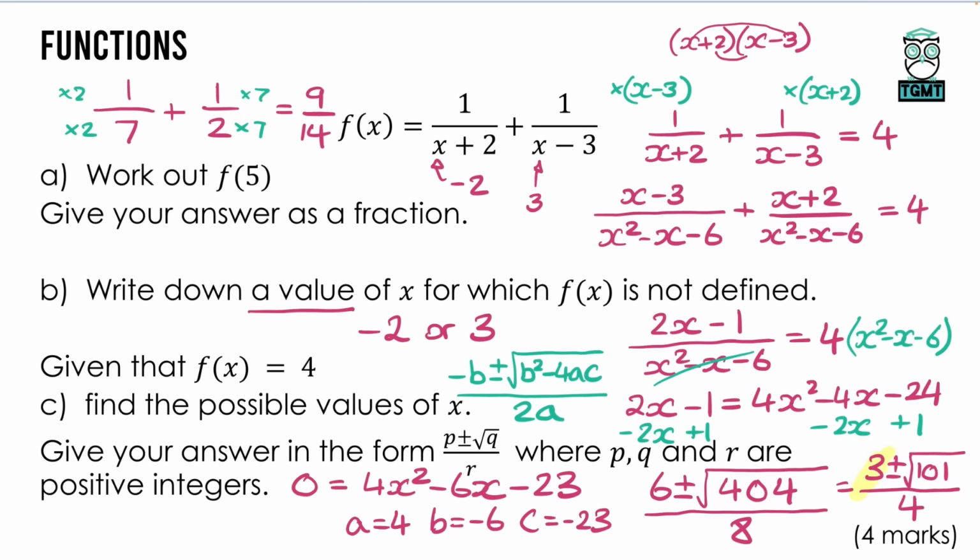If we do put it in a calculator, this is the final answer that we will get, but we have given it in that form. So you could type it in all in one go into the quadratic formula, and it actually would have come out in that form straight away. But there we go, we've got our answer in the form that it was looking for, 3 plus and minus the square root of 101 all over 4.